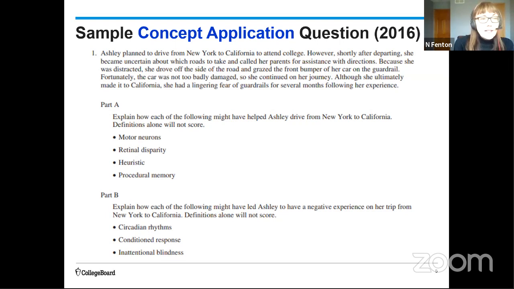And you're going to define each term and then apply it to this scenario specifically. And you might want to underline or annotate in some way. For Part A, all of your applications have to help actually. And in Part B, it changes slightly because you have to give an example or an application where these terms would lead to actually having a negative experience. So you want to take a look at these terms for a moment. All of these terms are covered, could be potentially on this year's exam. So these are all from units 1 through 7.